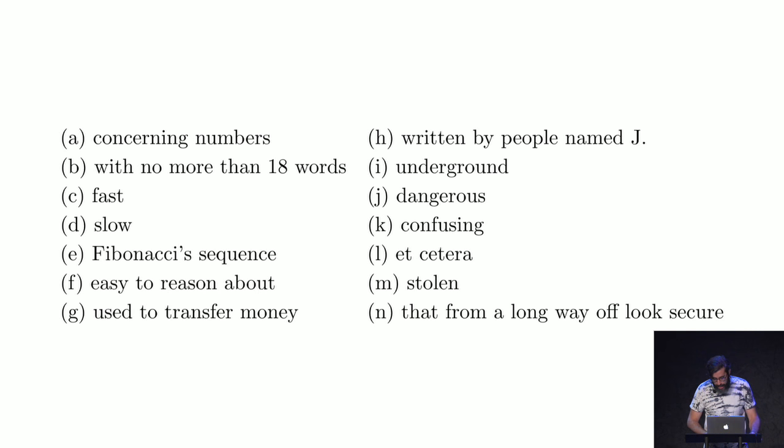The kind of thinking that leads us to search for the perfect programming language is the same kind of thinking that might end up classifying all types of programs into 14 arbitrary categories. Those concerning numbers with more than 18 words, fast, slow, Fibonacci sequence, easy to reason about, used to transfer money, written by people named Jay, underground, dangerous, confusing, etc. I had to keep that one. Stolen, and that from a long way off looks secure.